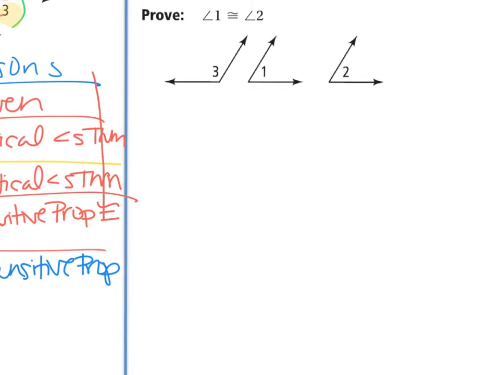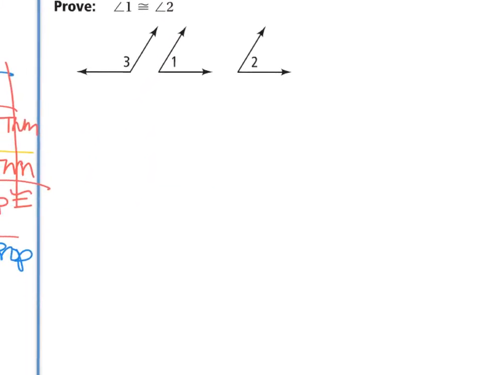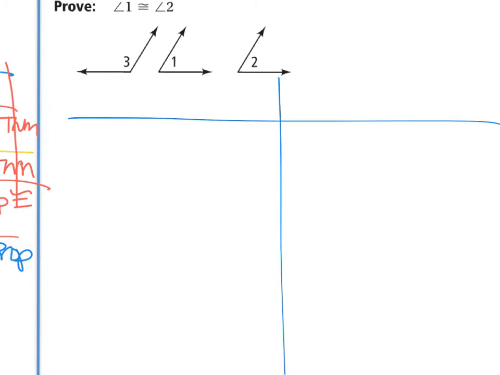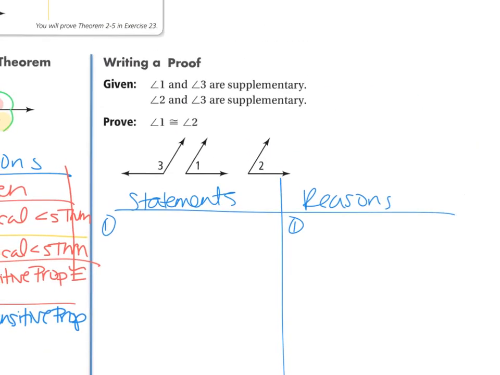Okay, the last proof. Let's just make our T-chart really fast. Okay, so now angles 1 and 3 are supplementary and angles 2 and 3 are supplementary. Prove angle 1 is congruent to angle 2. We're trying to prove the congruent supplements theorem right now.